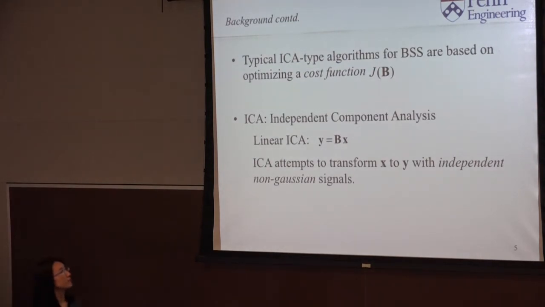A typical algorithm for BSS is the independent component analysis algorithm. That is, we define a function of the separating matrix, and the function is based on measuring the independence of the separated sources. In linear independent component analysis, we have a matrix B such that when we apply B to X, which is the observation, we get Y, which contains independent non-Gaussian signals. They are independent of each other. Any questions? Okay.